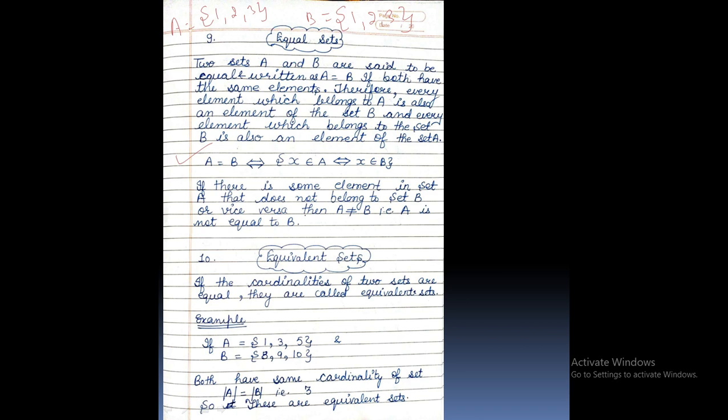If there are some elements in a set A that do not belong to set B or vice versa, then we can say that A is not equal to B.